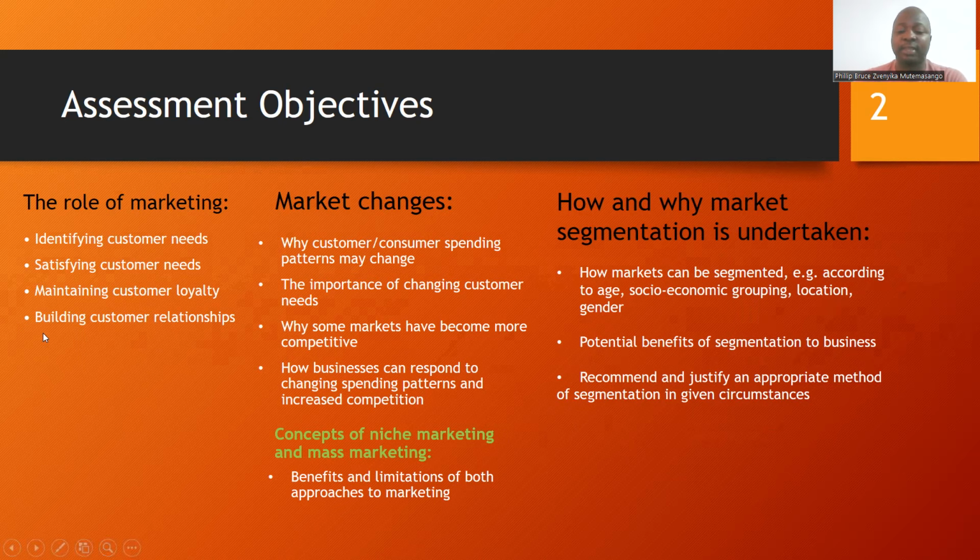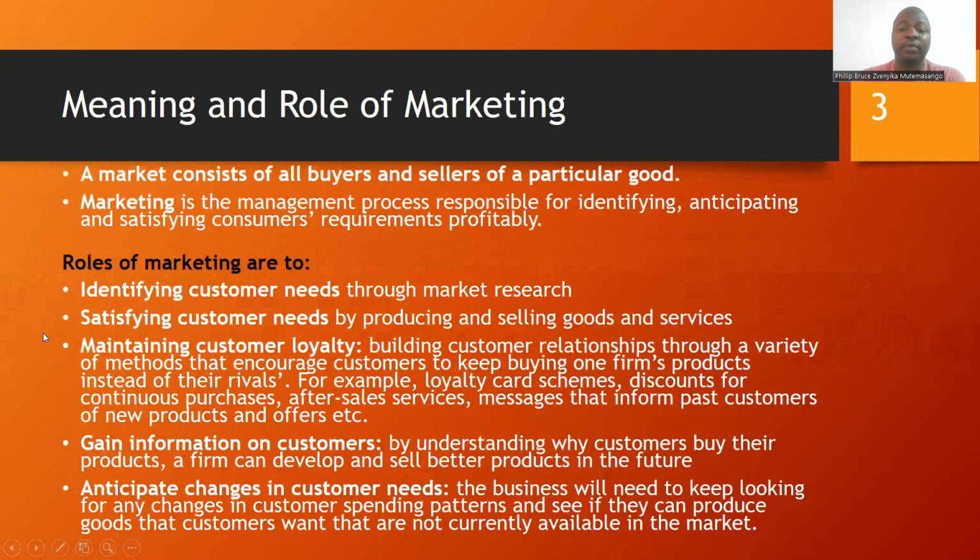Let's look into the first area, which is the meaning and the role of marketing. So marketing is the management process responsible for identifying, anticipating, and satisfying consumers' requirements or needs profitably. So every market consists of two parties, which are the buyers and the sellers. And why is marketing conducted in every business?